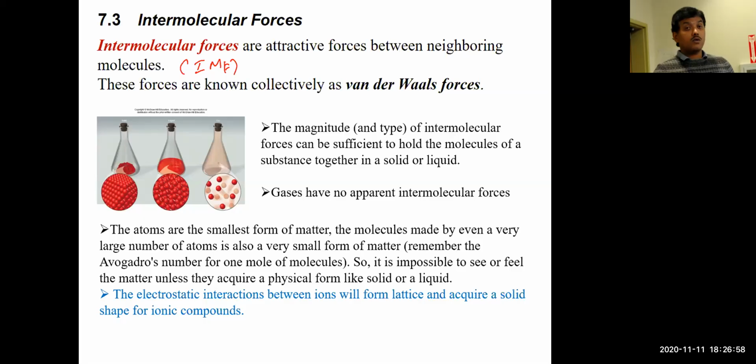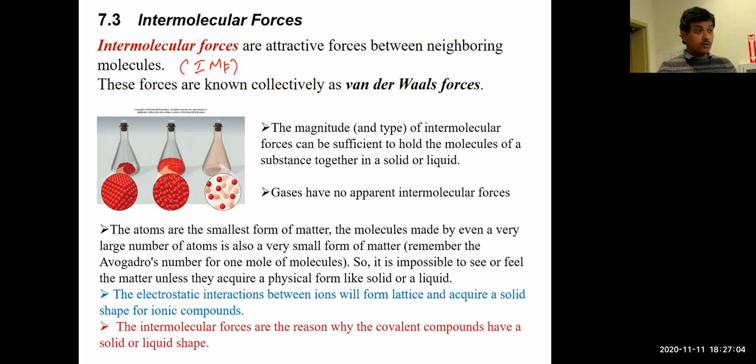Those forces that are holding these molecules together are called intermolecular forces. The intermolecular forces are the reason why these non-metal containing compounds acquire the shape of either a solid or a liquid. Obviously, gases cannot have a shape because gases do not have intermolecular forces, which is a huge proof that intermolecular forces are keeping molecules together. You cannot see gases because they are not near each other, so they do not have intermolecular forces between them to keep them together, because they fly away.